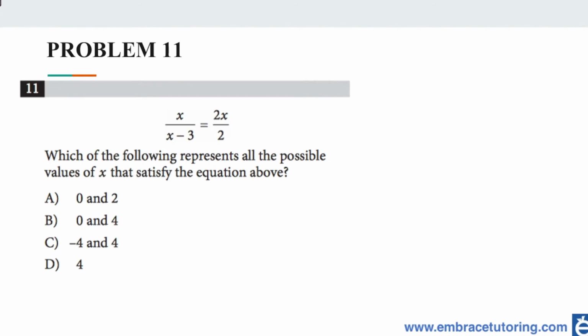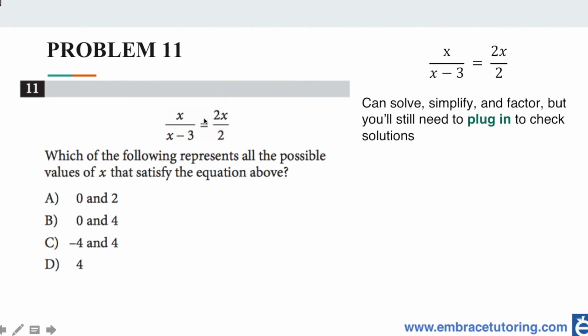Okay, for problem number 11, I see x over x minus 3 equals 2x over 2. It says which of the following represents all of the possible values of x that satisfies the equation above. Notice it does say all of the possible values of x. I also quickly noticed that I have a bunch of 0 and 2, 0 and 4, negative 4 and 4, and 4. Essentially, I can cross multiply, I can solve, I can factor, and I can plug things in.